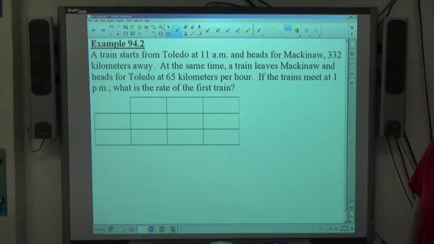Okay, example 2. A train starts from Toledo at 11 a.m. and heads for Mackinac, 332 kilometers away. At the same time, a train leaves Mackinac and heads for Toledo, 65 kilometers per hour. The trains meet at 1 p.m. What is the rate of the first train?